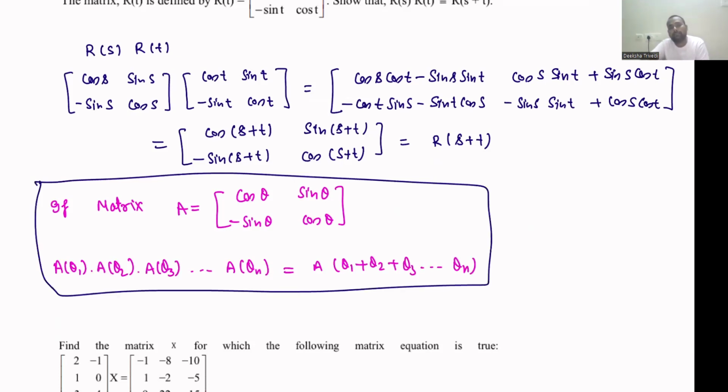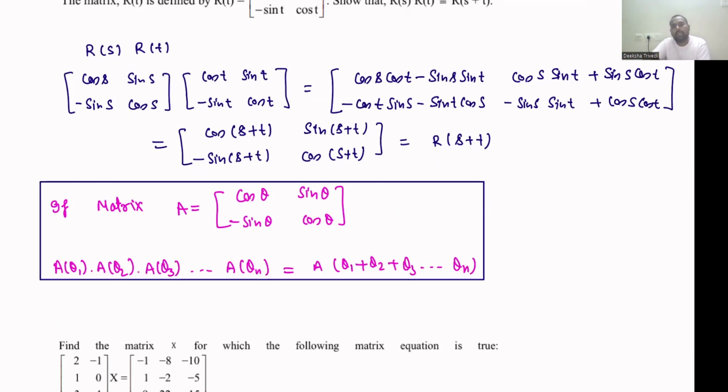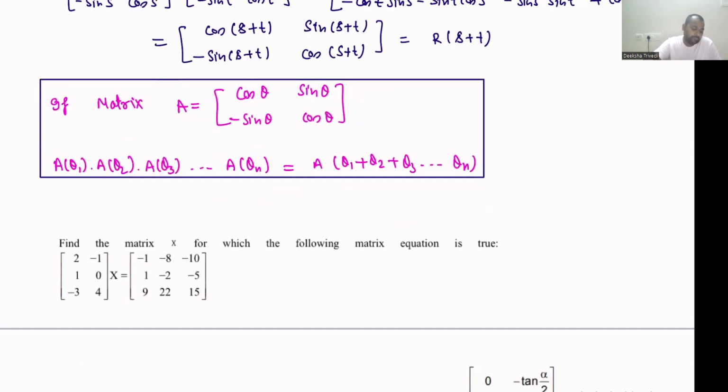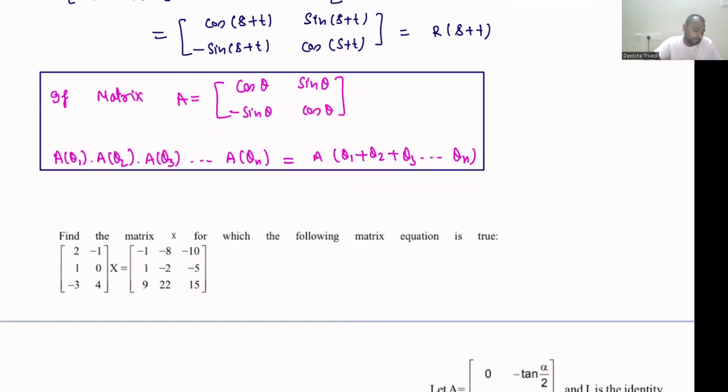Am I correct? So if matrix A is cos theta, sin theta, minus sin theta, cos theta, then what is A(theta 1), A(theta 2) up to A(theta n)? This is nothing but A(theta 1 plus theta 2 up to theta n). Can we get that? So this result we can generalize. Now, how do we solve this type of question?